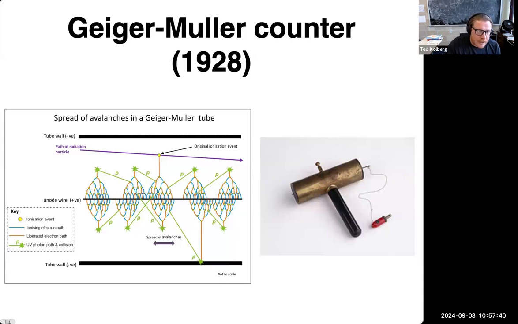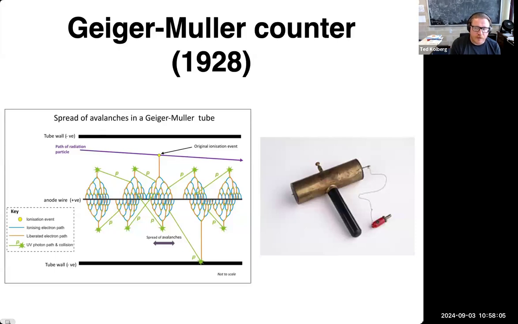So a Geiger counter has a couple of components. There's a positively charged anode wire running down the center of the tube. And then the tube wall, so this outer surface of metal on the inner wall of the tube, is held at a high negative potential. And we're typically talking here about potentials on the order of 1 kilovolt, something like that.